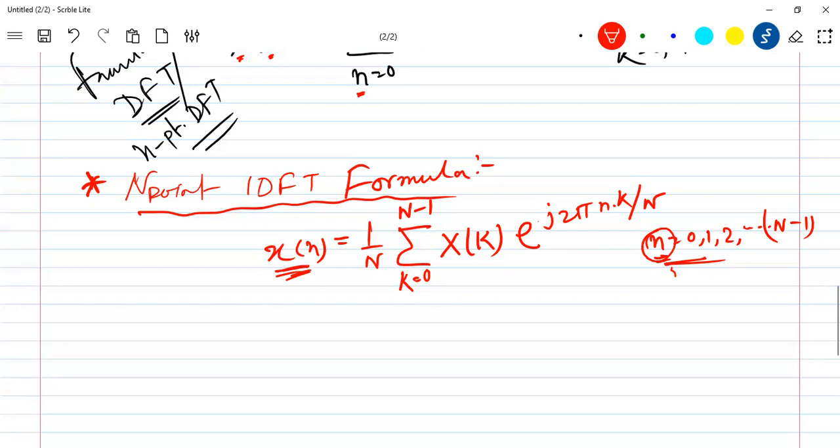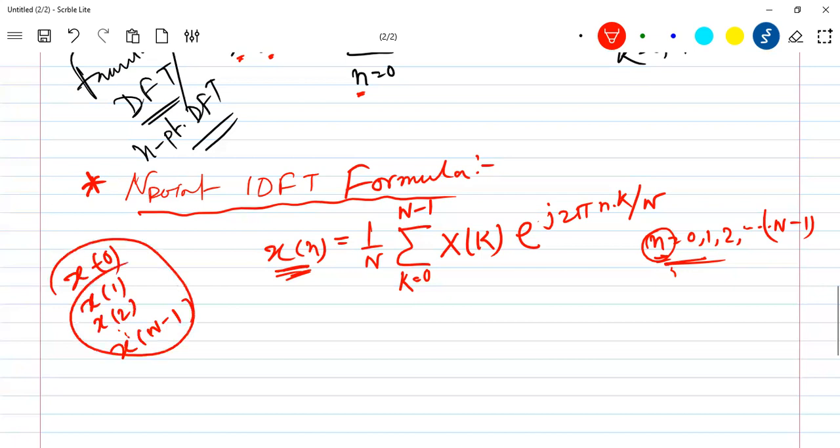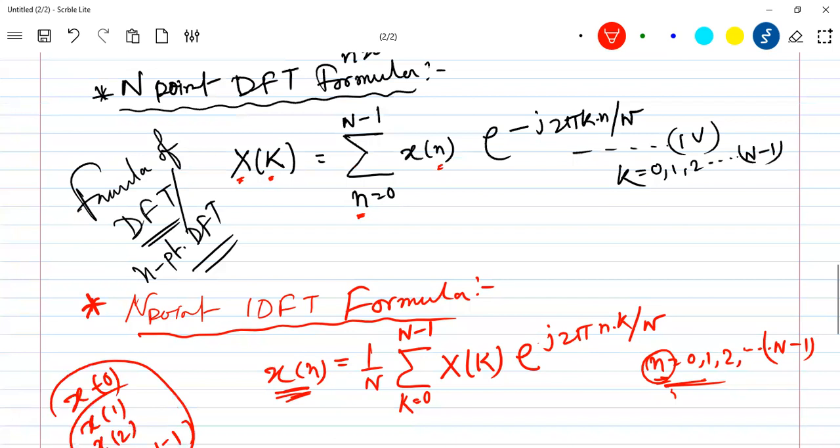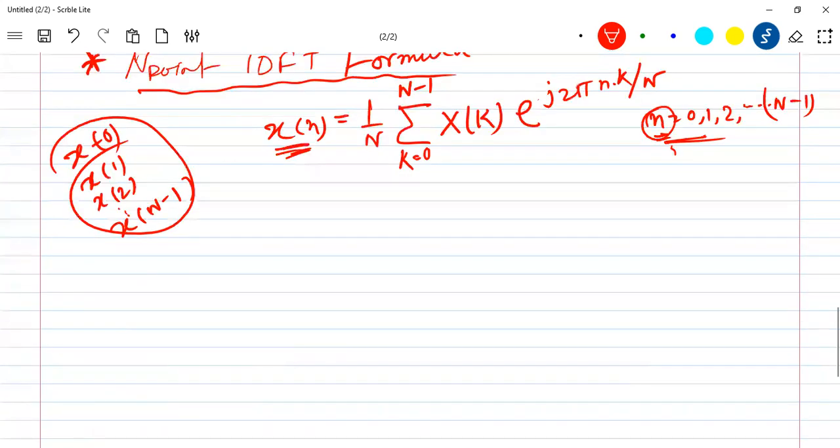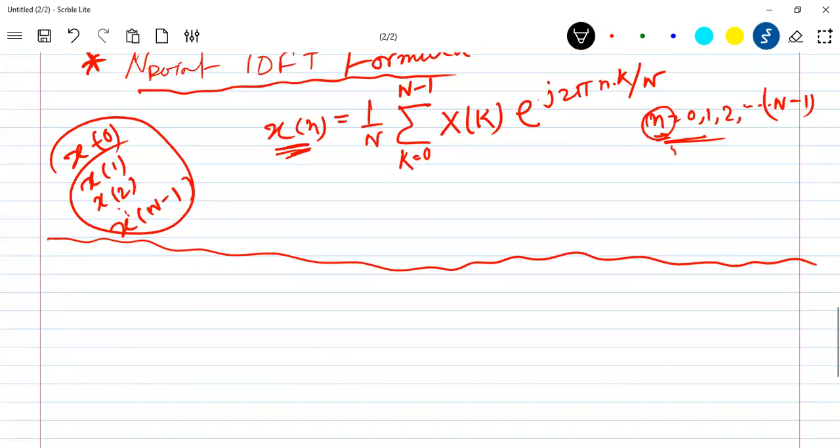So what are the points we actually find? We find x[0], x[1], x[2] up to x[N minus 1]. That's why I have written here n equals 0 to N minus 1. In case of DFT, we found capital X[0], capital X[1], up to capital X[N minus 1]. So that's why I have written it, isn't it? Yes. Okay. Thank you. So now we found another important part here to discuss. This is also very interesting.